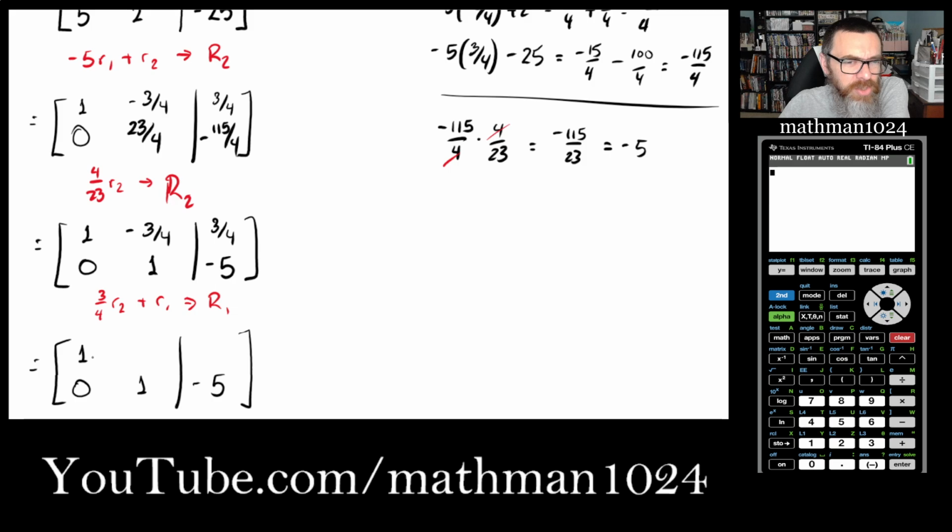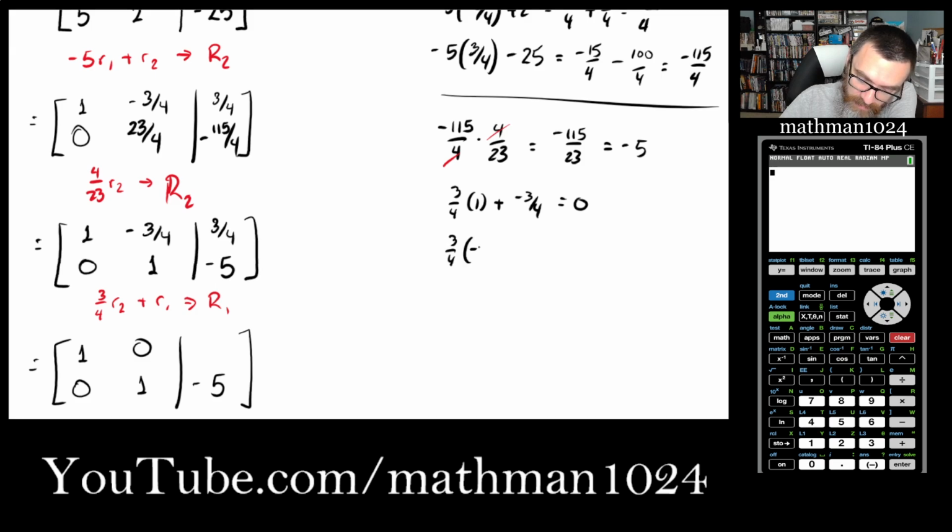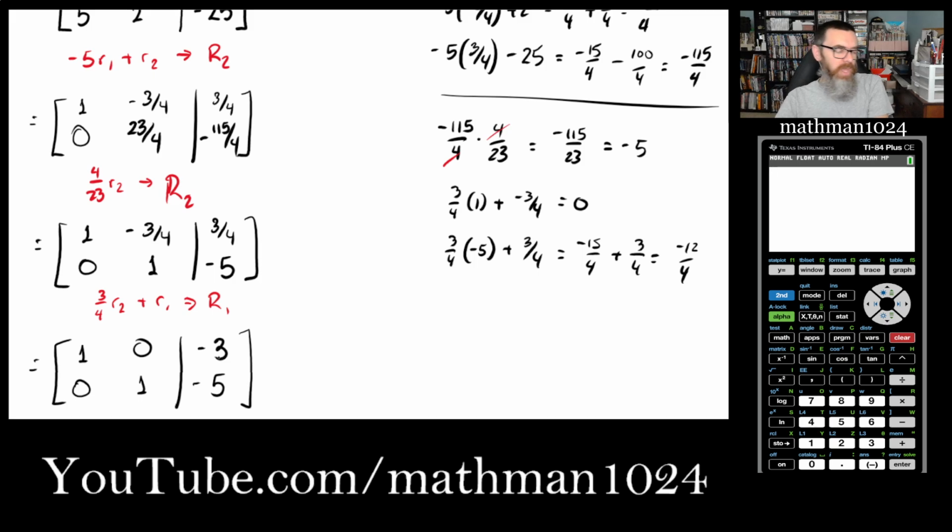The 1's not going to change because you're working with a 0. And then I've got 3/4 times 1 plus negative 3/4. That's 0. That's what we were trying to have anyway, right? And then we have 3/4 times negative 5 plus 3/4. So negative 15/4 plus 3/4 is negative 12/4, which gives me negative 3. So there we have the reduced row echelon form with our ordered pair, our solution being negative 3, negative 5. All right, that was dealing with fractions.